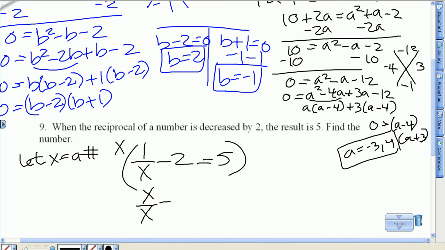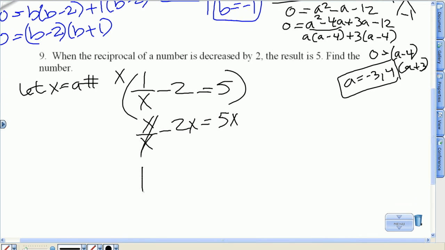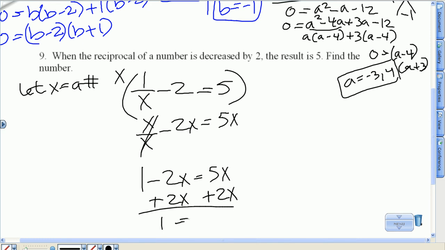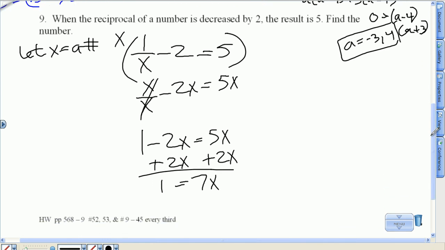X over x minus 2x equals 5x. X over x, of course, is just 1. So 1 minus 2x is equal to 5x. Okay. We add 2x to both sides. We get 1 equals 7x. And we divide by 7. X is equal to 1 over 7.